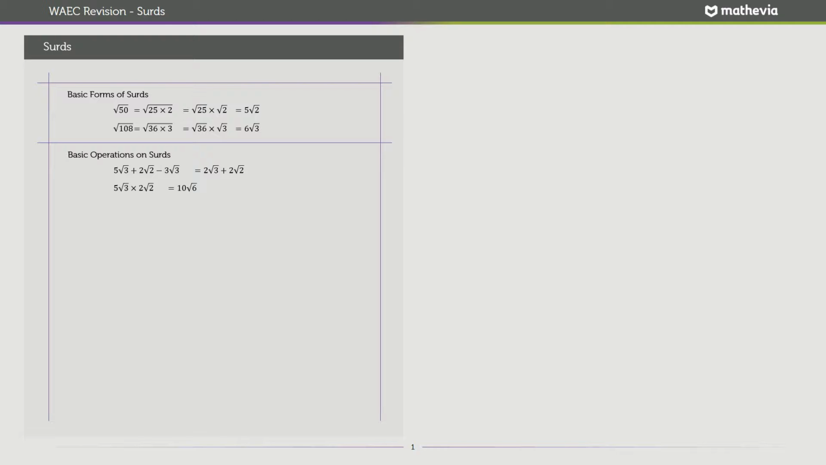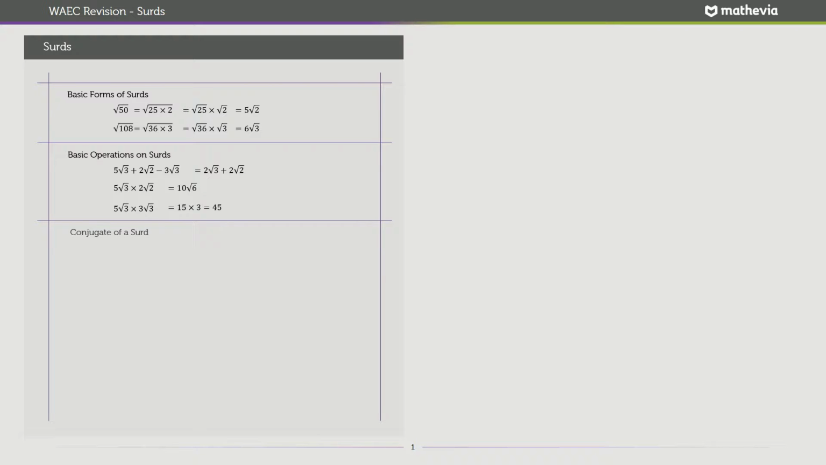Basically 5 root 3 times 2 root 2, you multiply the two whole numbers, so 5 times 2 gives you 10, and then root 3 times root 2 gives you root 6. Now, what if you're looking to multiply 5 root 3 by 3 root 3? You multiply the two whole numbers, 5 times 3, which gives you 15. And then you multiply the surds, so we have root 3 times root 3. Root 3 times root 3 is the same as root 3 squared, and that gives you 3. So you say 15 times 3, and you have 45 in the end.